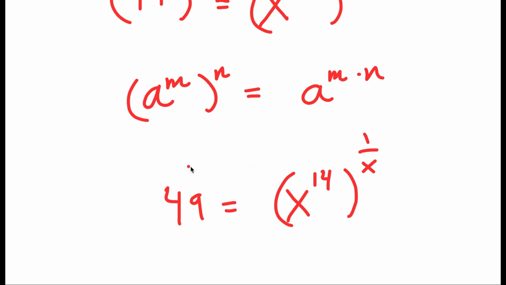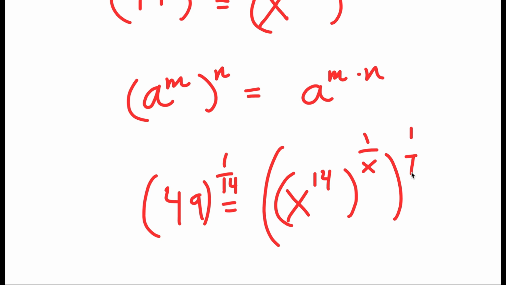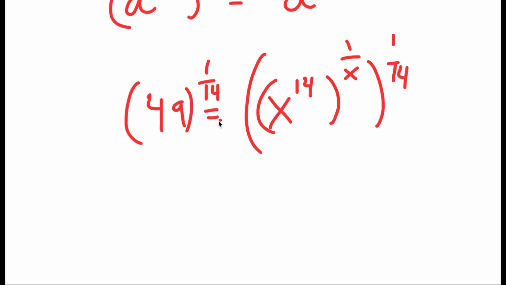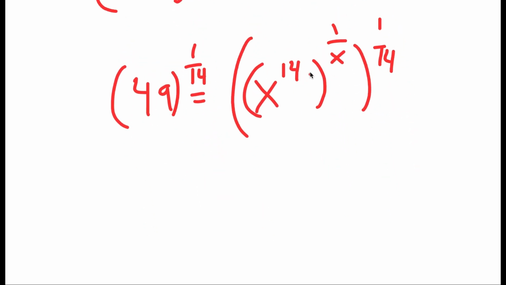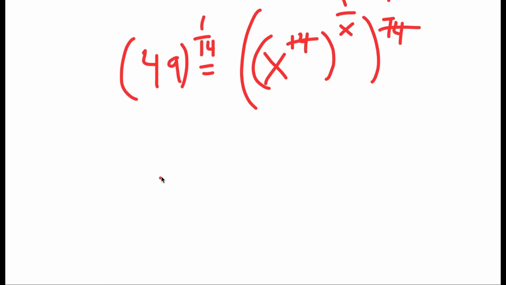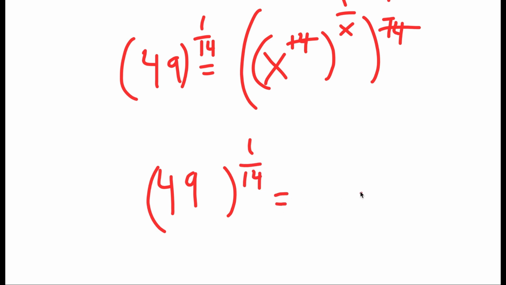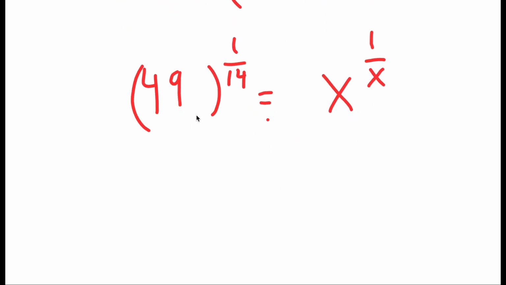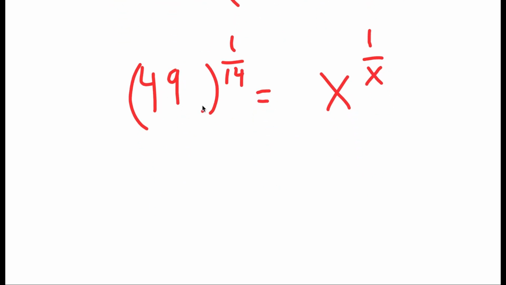Now I'm going to take the power of 1 over 14 on both sides. So now, these two are going to cancel out, and I'm left with 49 to the power of 1 over 14 is equal to x to the power of 1 over x. And 49 I can rewrite as 7 squared.